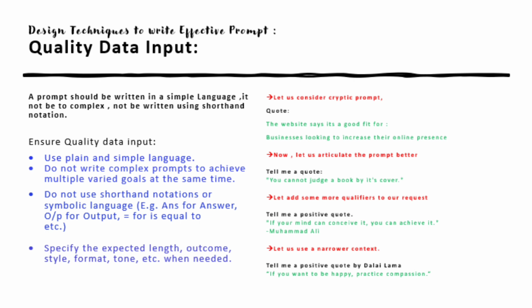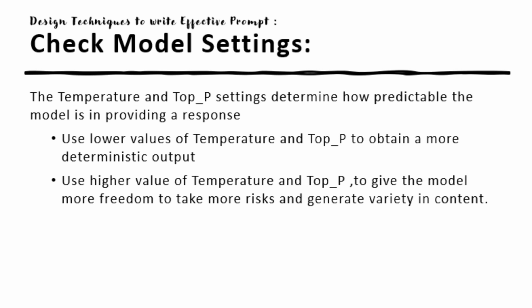Or you can customize it to a particular author only, with narrower, more specific content. Tell me a positive quote by the Dalai Lama: if you want to be happy, practice compassion. So we can make it more specific by maintaining the quality of data in the input prompt. This is one thing. Next, one more thing you have to check is model settings, as we have already discussed. Temperature and top-p determine how predictable the model is in providing a response.